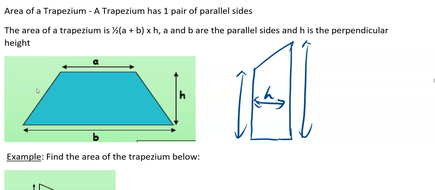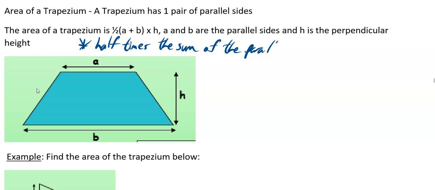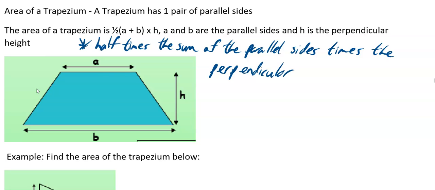So you have to look for the parallel sides. Once you find them, label them A and B, and the other dimension, perpendicularly across from those, is going to be your H. The area of a trapezium is a half times A plus B times H. Can you add that to your notes? A half times the sum of the parallel sides times the perpendicular distance between them.